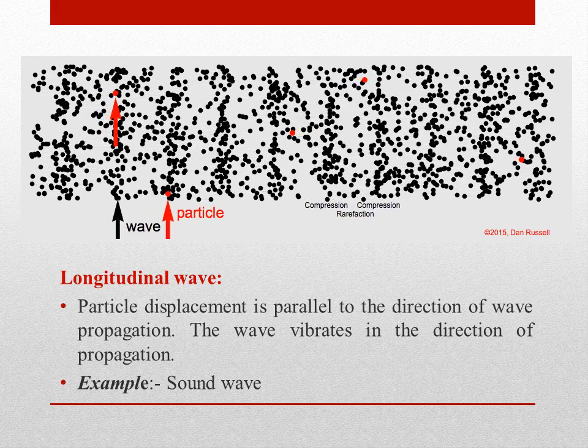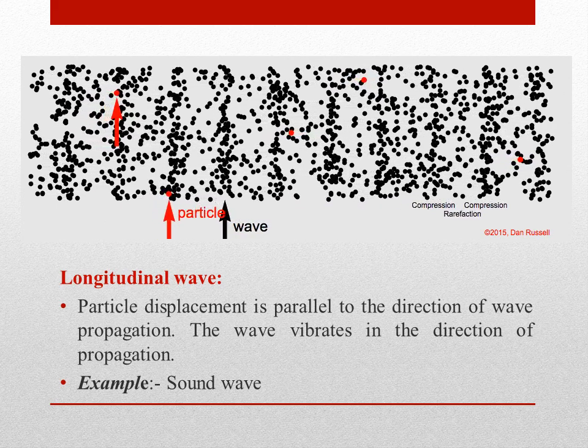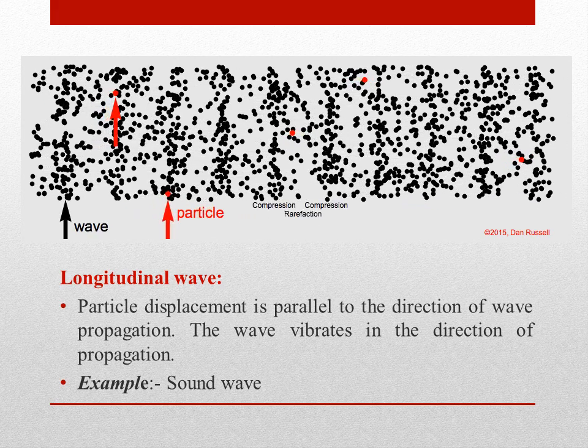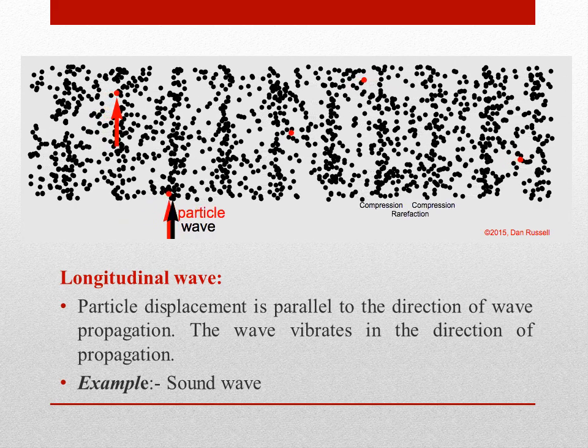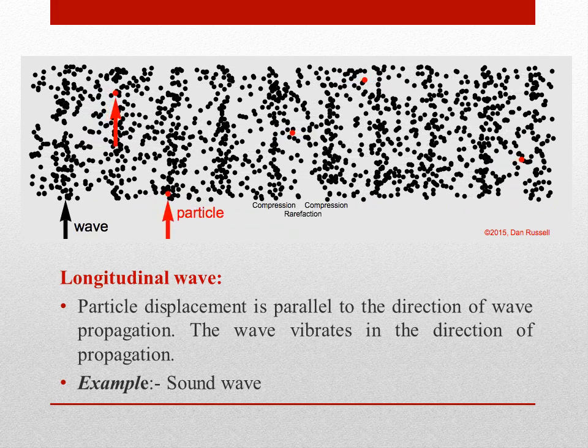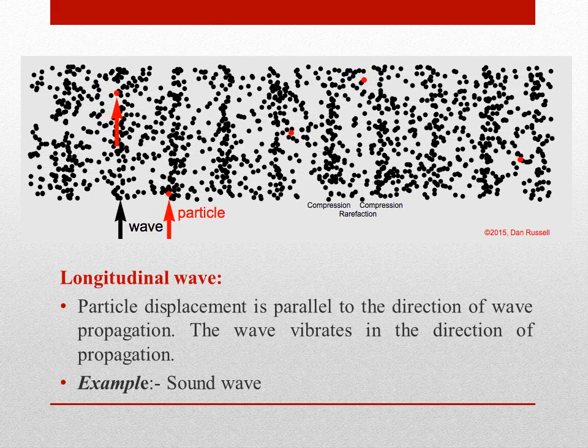A longitudinal wave undergoes particle displacement which is parallel to the direction of the wave propagation, and the wave vibrates in the direction of propagation. For example, sound waves have this longitudinal wave movement.